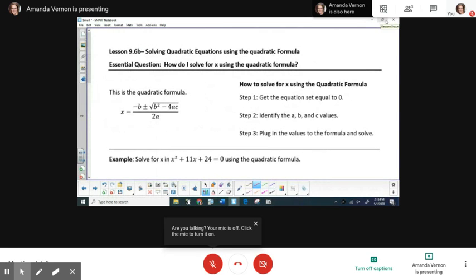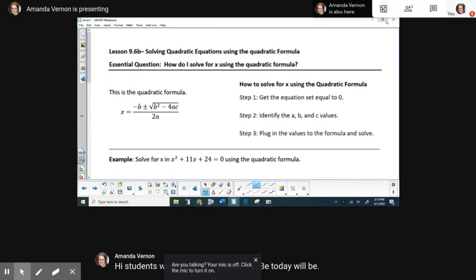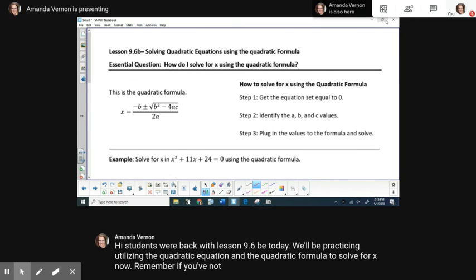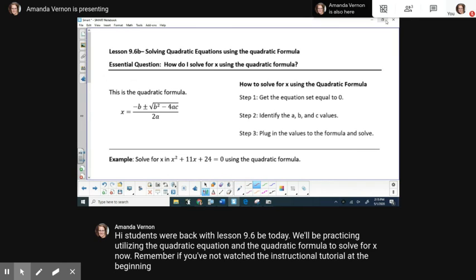Students, we're back with lesson 9.6b. Today we'll be practicing utilizing the quadratic equation and the quadratic formula to solve for x. Now remember, if you've not watched the instructional tutorial at the beginning, that might be helpful. That's lesson 9.6a in case you need to look it up.